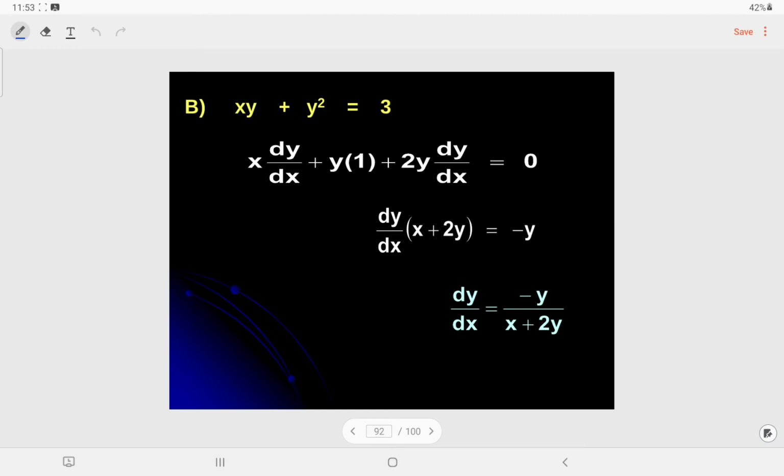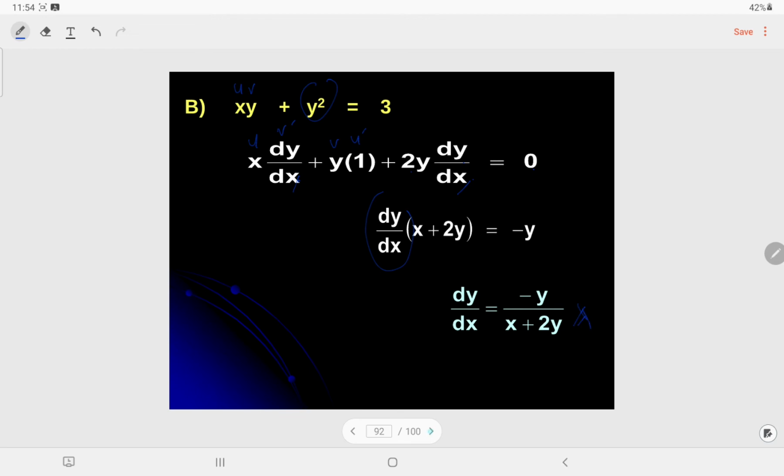Next, xy plus y squared equal to 3. Okay, this is u, this is v. So u v prime plus v u prime, and then differentiate y squared with respect to x, so 2y dy over dx equal to 0. And then dy over dx we factorize. Okay, so we get dy over dx like this.